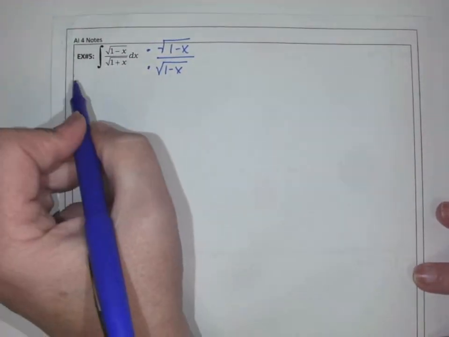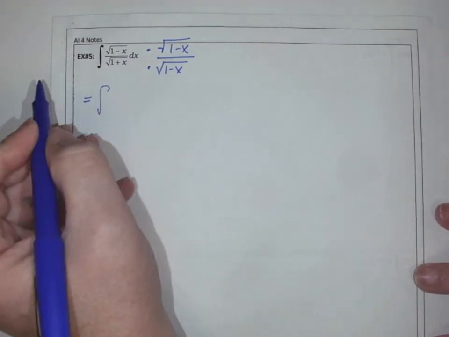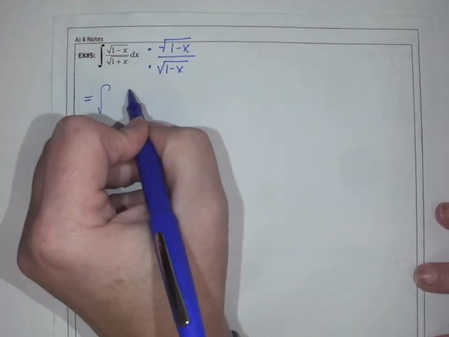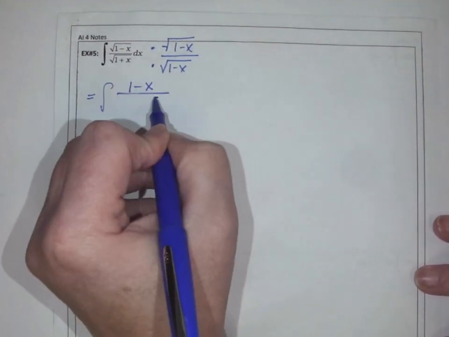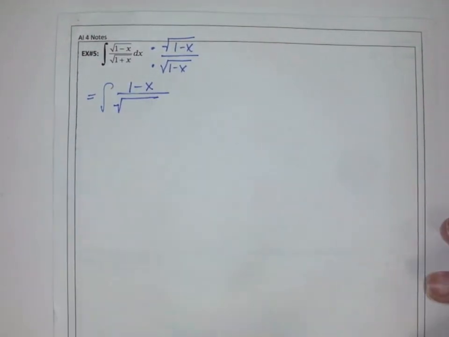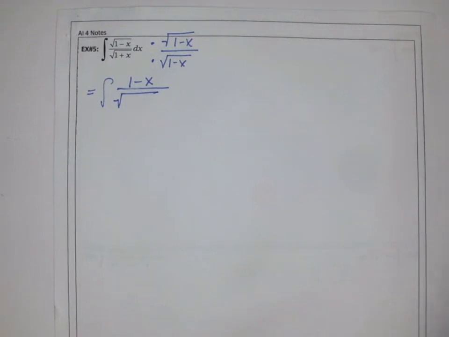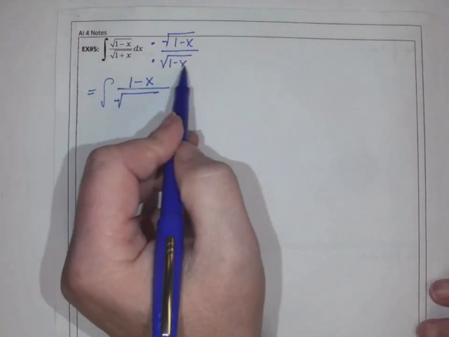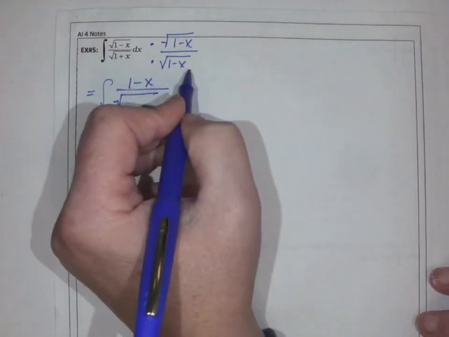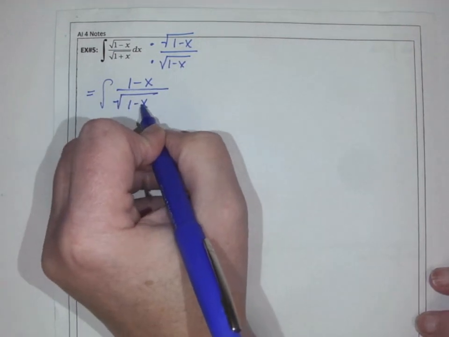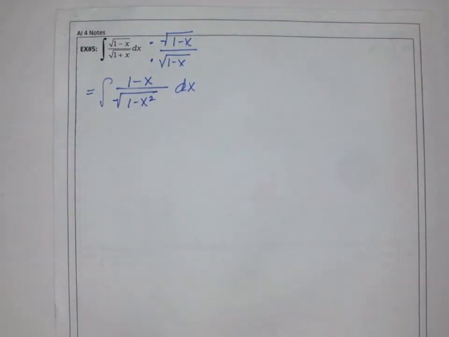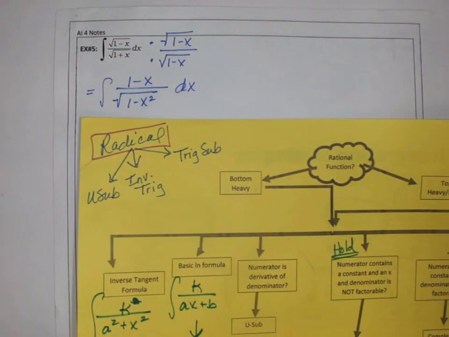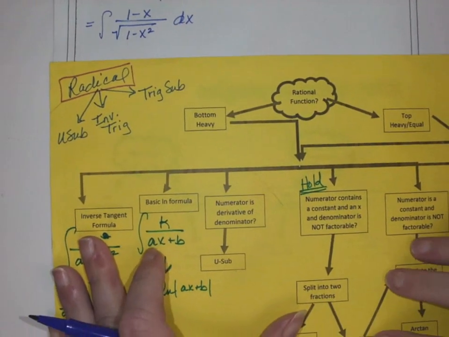So if I do this, then this turns into the integral of, on top, the 1 minus x cancels out. On bottom, the square root cancels out, and I'm left with 1 minus x. In the denominator, my square root doesn't cancel out, but I can FOIL the inside and end up with 1 minus x squared. Now, I put this on our sheet, and I need to add it on, so you may want to add it on.